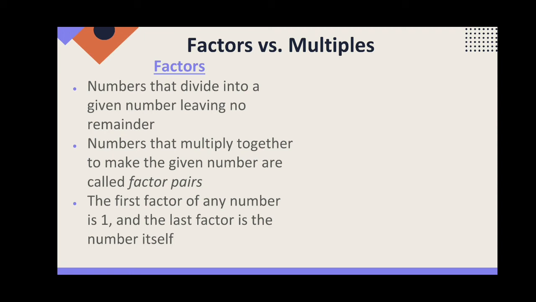The first factor of any number is 1 and the last factor is the number itself. So for example, yung given number natin ay 10 pa rin. Yung unang factor niya ay 1 and the last factor is 10.